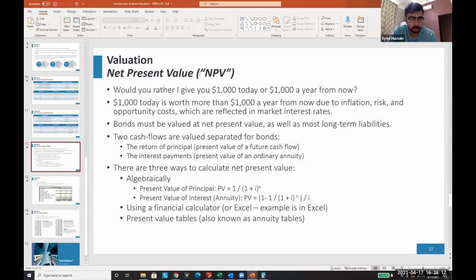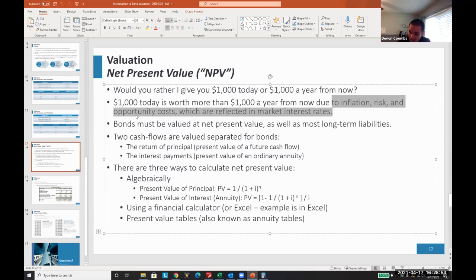What I want you all to think through is, would you rather I give you $1,000 today or $1,000 a year from now? $1,000 today, you can go invest. You can buy something with it that can give you a return. So that's great. And it's worth more because of inflation, risk, and opportunity cost. So you addressed all of these naturally, but there's actually technical terms for them, right?